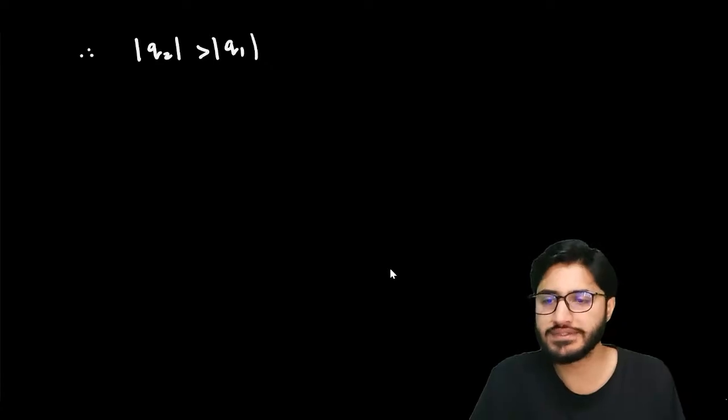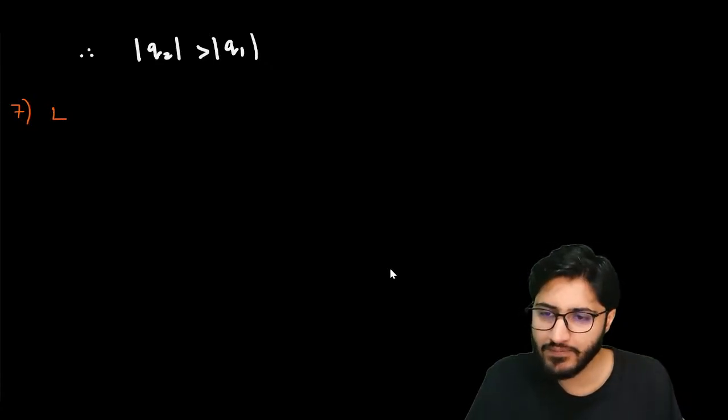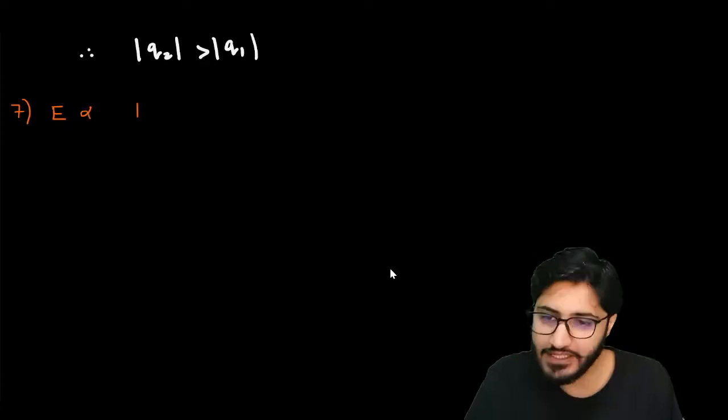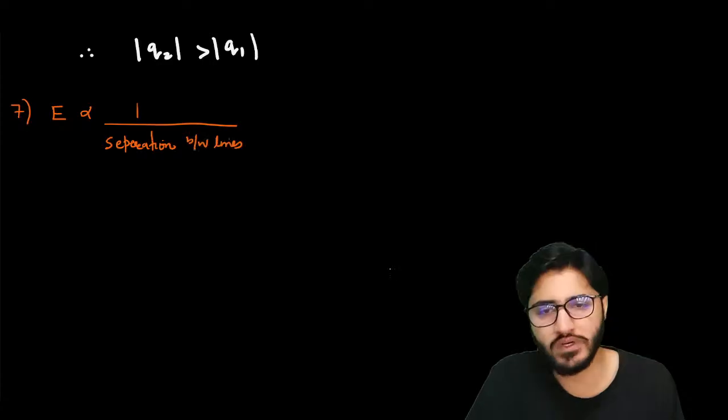Now point number 7. Point number 7 is: electric field intensity is inversely proportional to the separation between lines. Look at this one. What is the meaning of this?